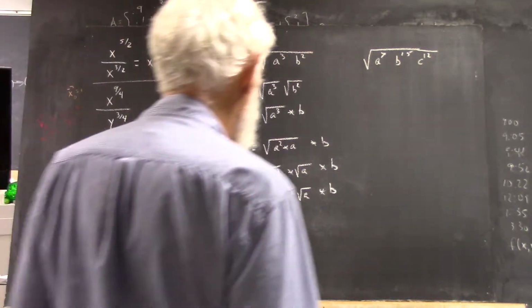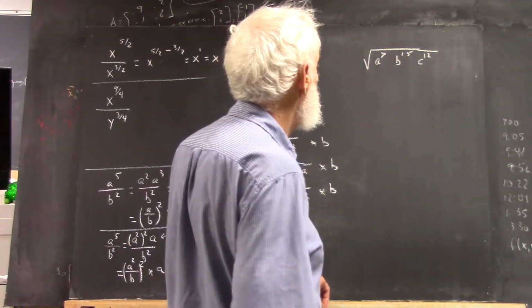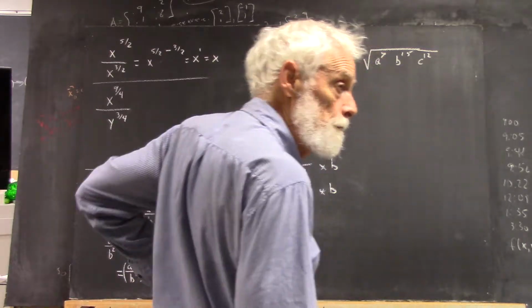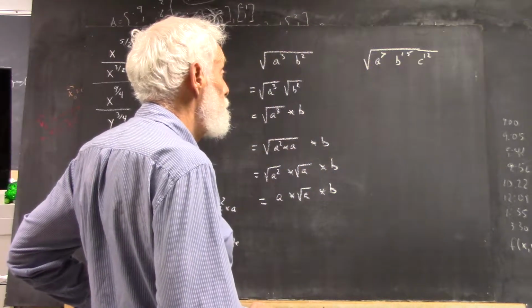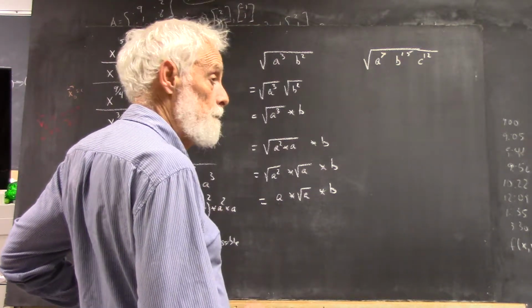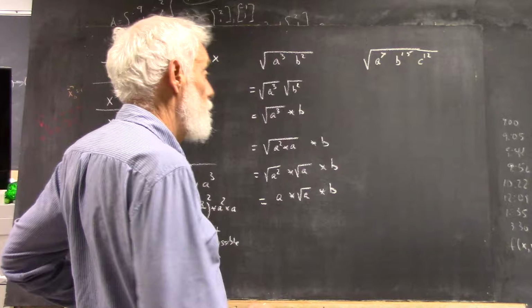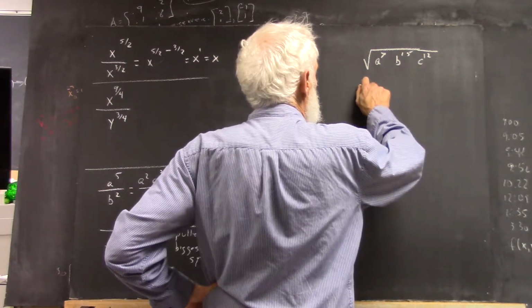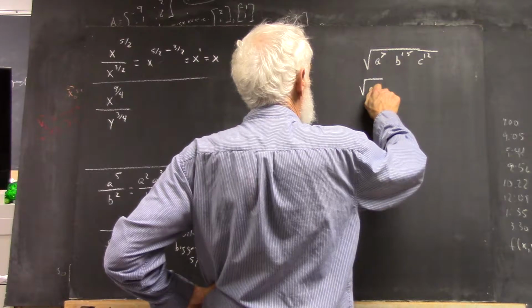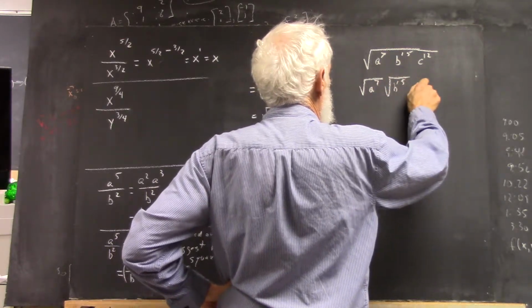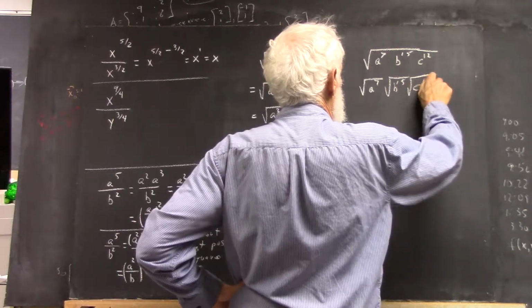a cubed times a to the 4th to get a to the 7th, times the square root of b to the 5th times b to the 10th to get b to the 15th, times the square root of c to the 6th times c to the 6th to get c to the 12th. Okay, so I didn't hear what you said last, but the first few. First of all, we could say that's the square root of a to the 7th, b to the 15th, the square root of c to the 12th.